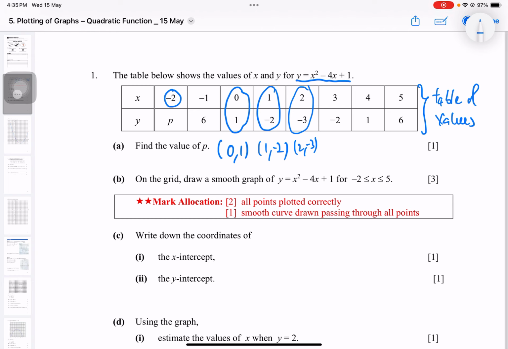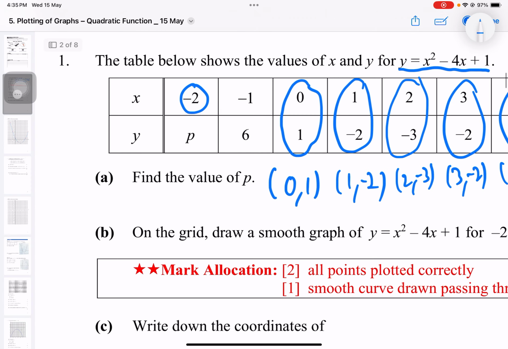So we are supposed to plot out 8 points. Counting from there, 8 points. For the first point, the x is -2, so the y will be found by substituting into the equation. I hope you remember this. Sub in -2 into the equation, press the calculator, and you will get 13. So here we are plotting (-2, 13), then (-1, 6).